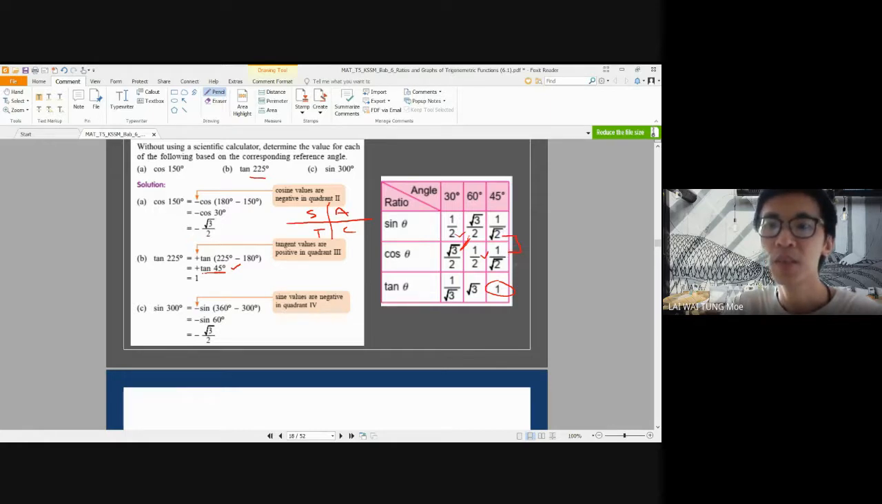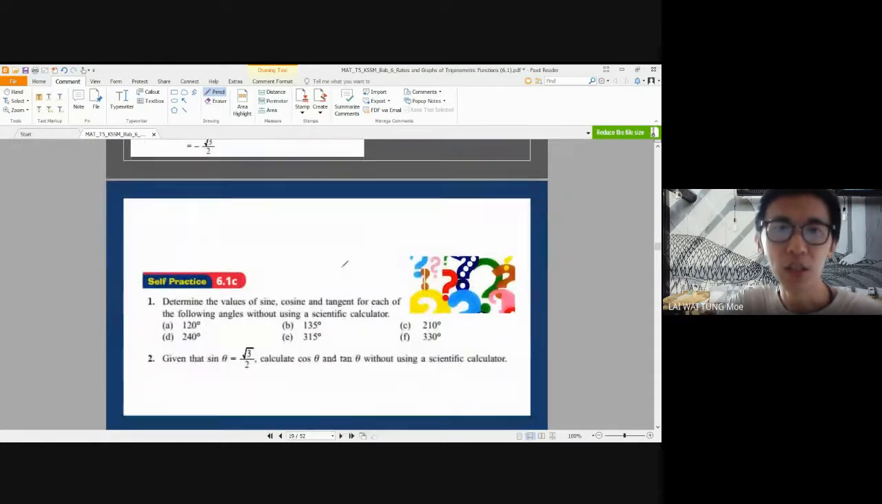Okay, this one. And then for tangent, you need to memorize this lah. Okay, 1 over square root of 3, square root of 3. And then tangent 45 is 1. So you have to find a way to memorize all these values. Okay, so that's how you do this type of question.